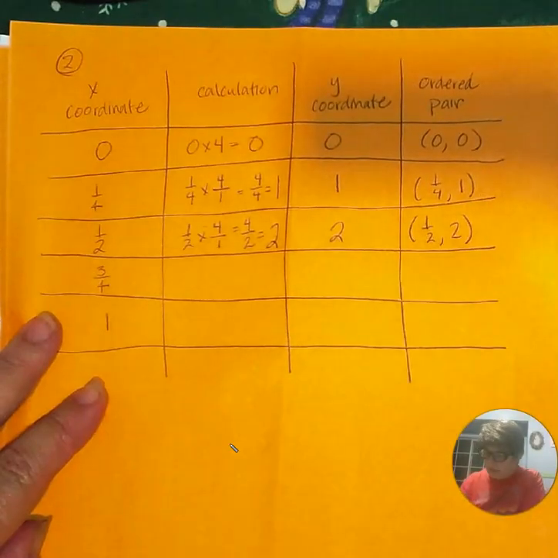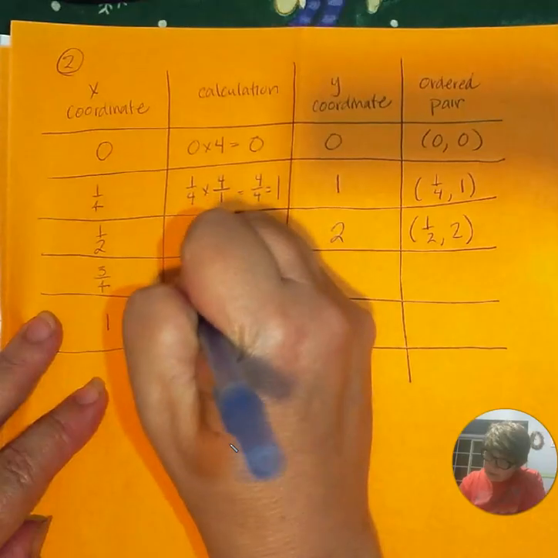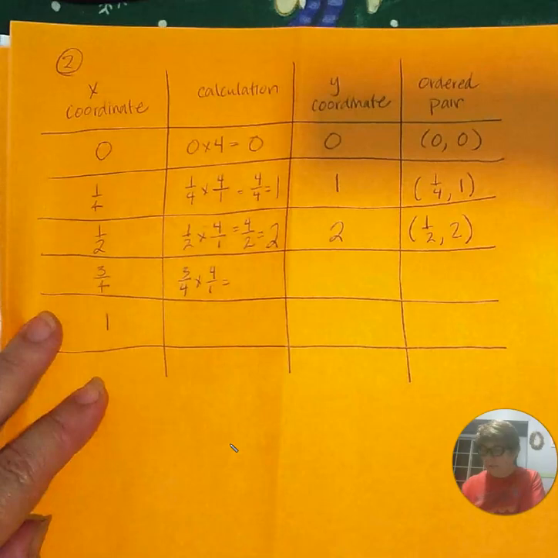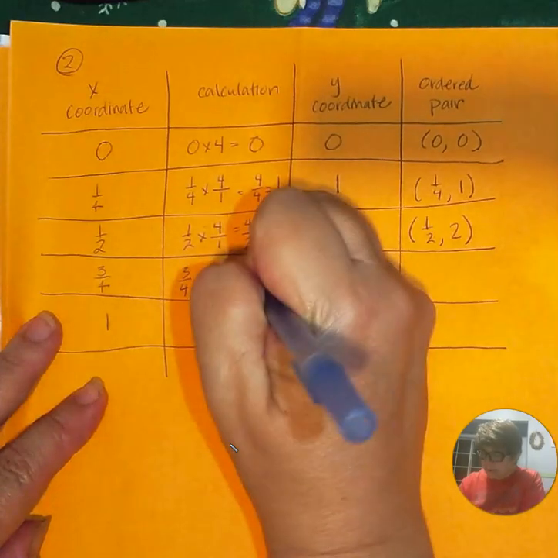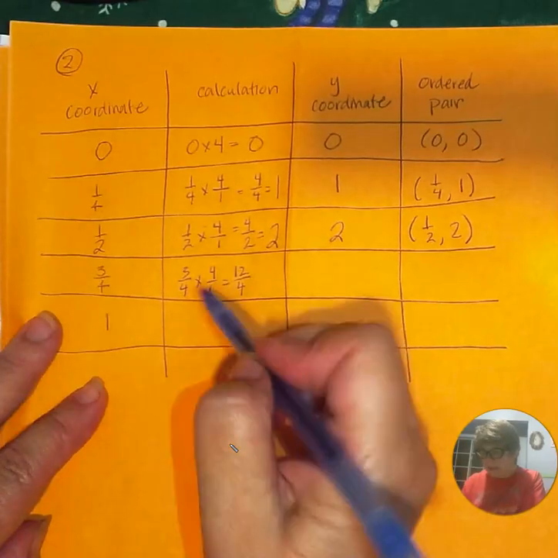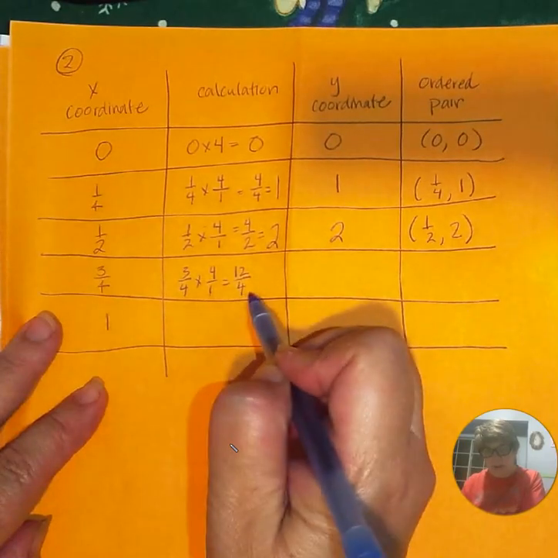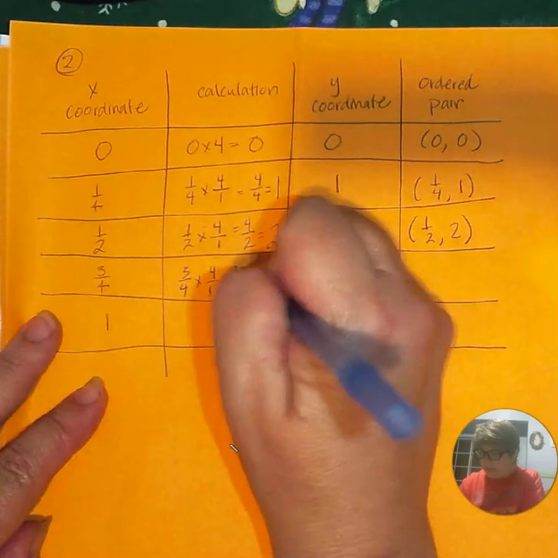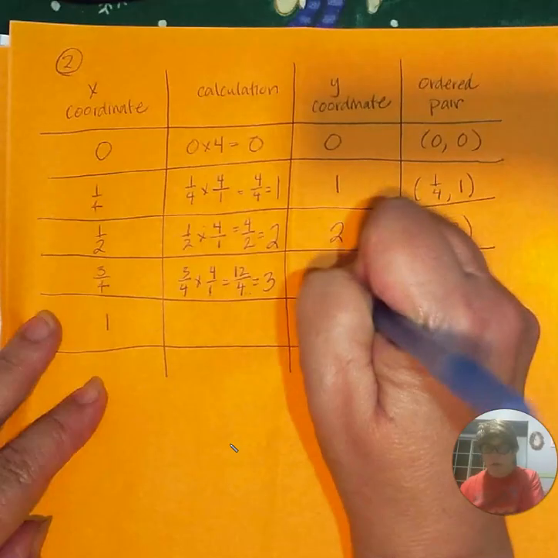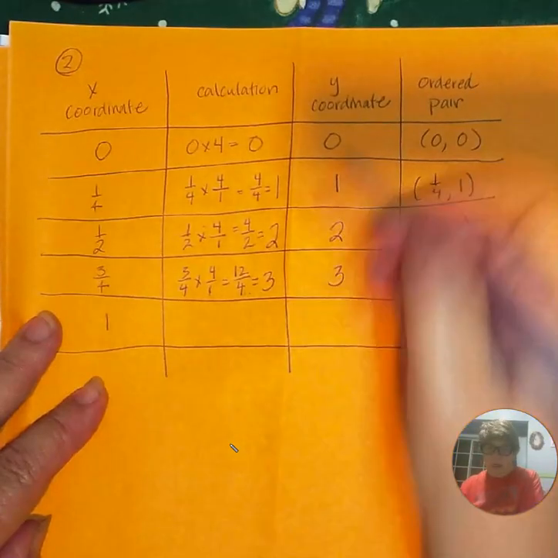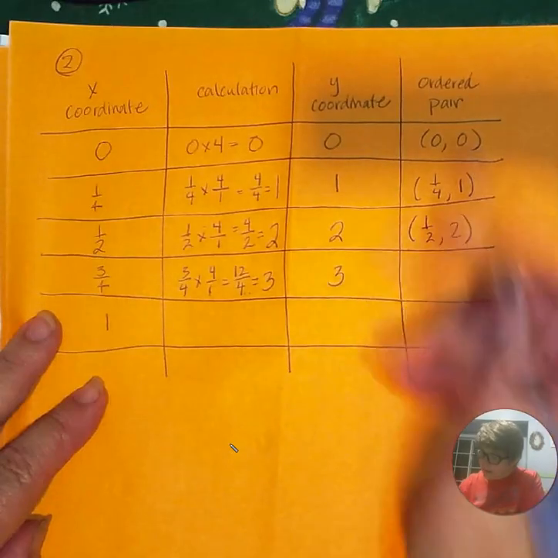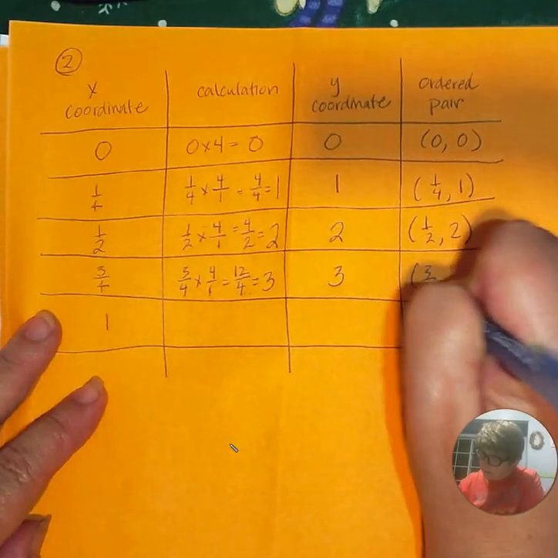Awesome. And 3/4 times 4. See if you can do it faster than me. 4 times 3 is 12. 4 times 1 is 4. See how the 1 on the bottom really helps you? Because you make sure that you multiply it across. Okay? And 12 divided by 4 is 3. So our y coordinate is 3, making a really nice y pattern here. 1, adding 1, adding 1. So that is 3/4, 3.